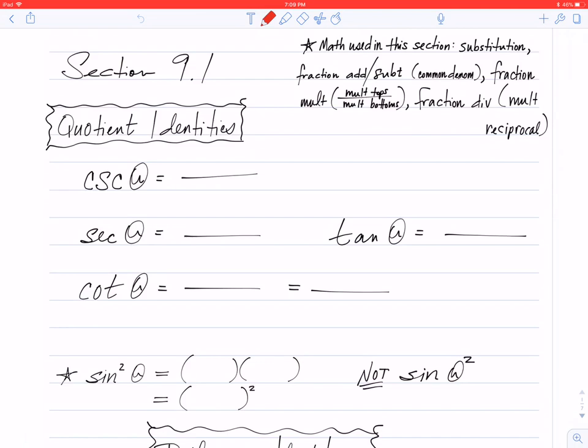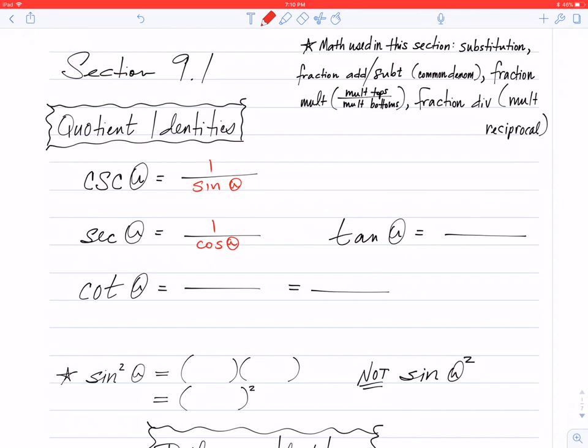We know that cosecant of an angle, or cosecant of theta, is the same thing as 1 divided by the sine of theta. We know that secant of theta is the same as 1 divided by the cosine of theta. Honestly, folks, this is something that you should know very well by this point in our semester.